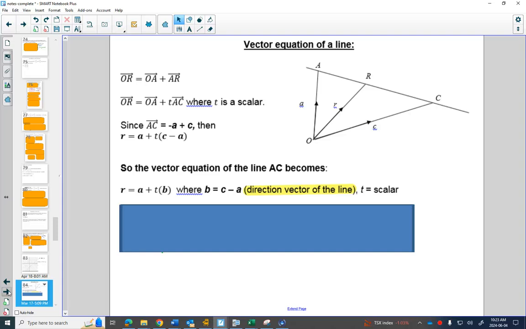The vector equation of a line. So here, we're going to imagine a line going through the points A, B, and C. If it goes through the point A, you could make a position vector A. If it goes through the point B, you could make a position vector B. And if it goes through the point C, you could make your position vector C. So any point on a line has a position vector connected to it.